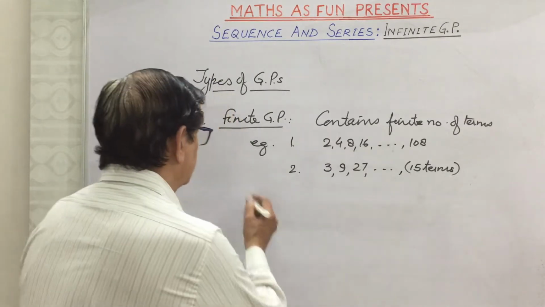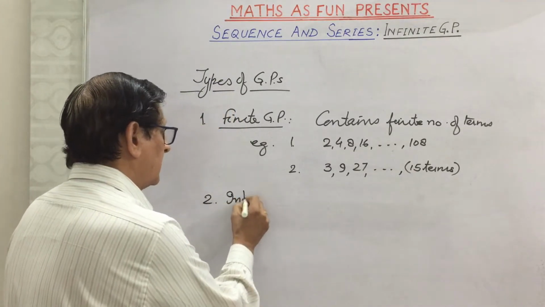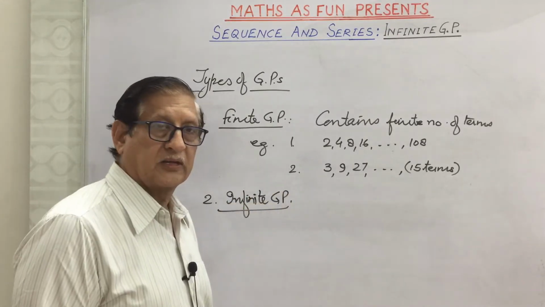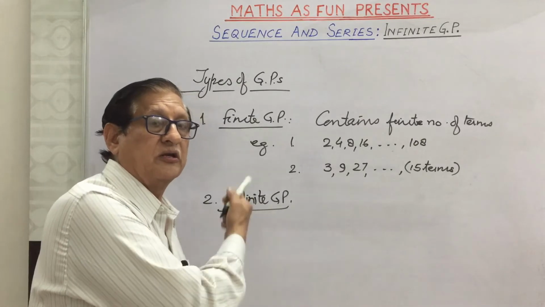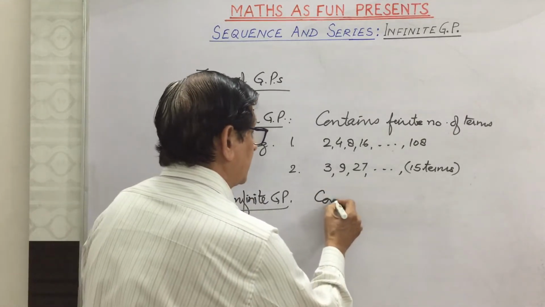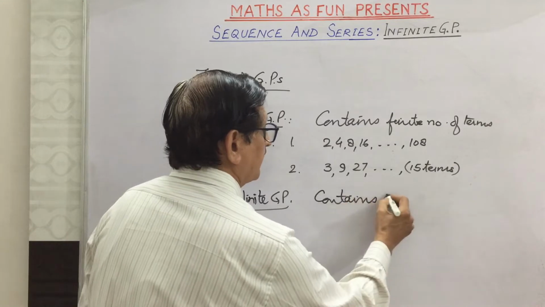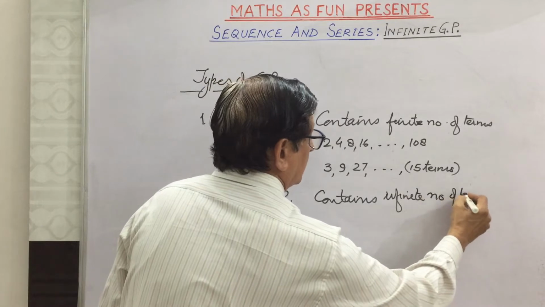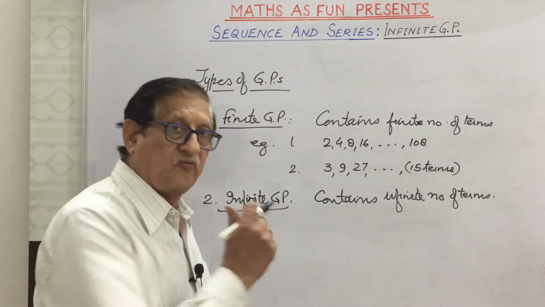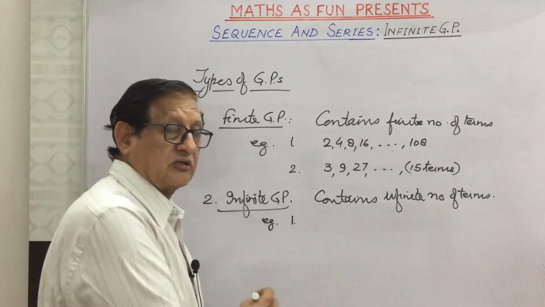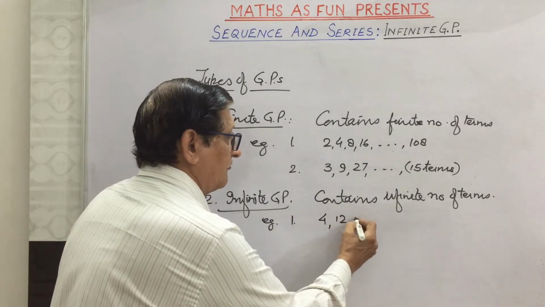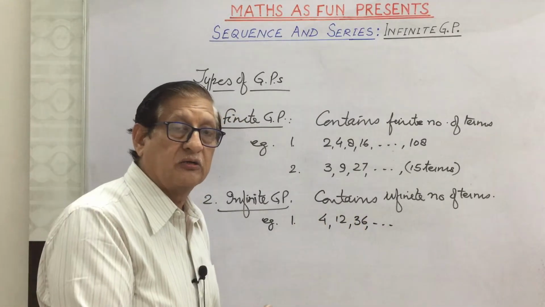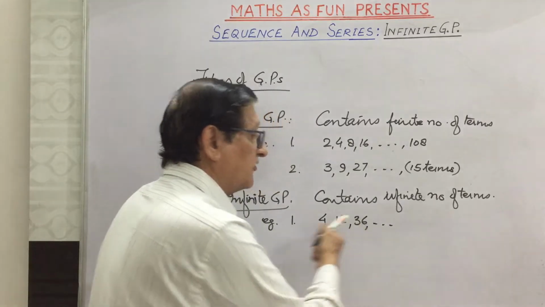The second type of geometric progression we have is infinite GP. Here also we find it contains infinite number of terms. So we say it contains infinite number of terms. For example, first example we have 4, 12, 36 and so on. It continues up to infinity, and that's why this is an infinite GP.